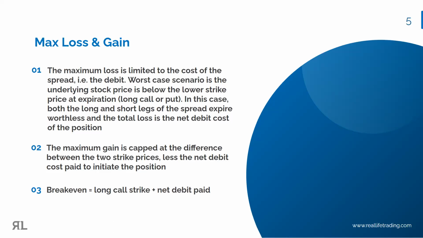So worst case scenario is the underlying stock price is below the lower strike price at expiration. And again, don't worry if you don't understand what I mean by that. I'm going to give you examples. So if the underlying price is below the lower strike price at expiration, the long call or the long put, again, that's the one that you buy, in this case both the long and the short legs of the spread expire worthless, and the total loss is the net debit cost of the position.